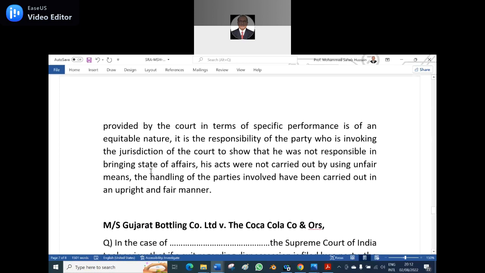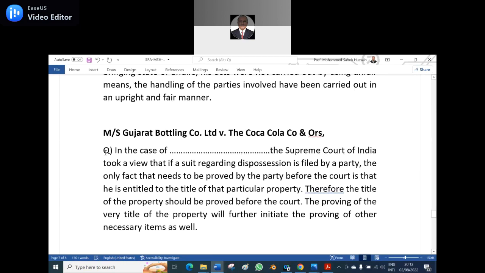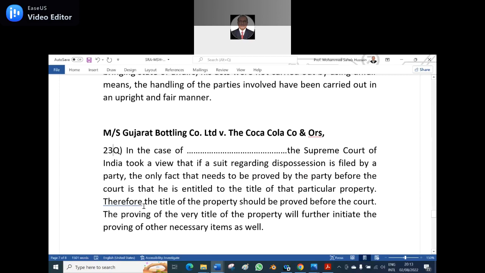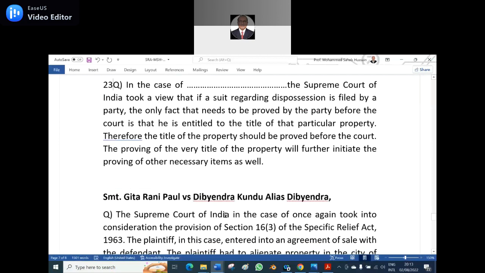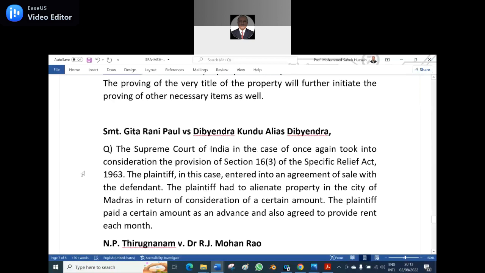So the next case law is the 22nd that I read, and the 23rd case law, the question is, in the case of Dash, the Supreme Court of India took a view that if a suit regarding the disposition is filed by the party, the only fact that needs to be proved by the party before the court is that he is entitled to the title of that particular property. Therefore, the title of the property should be proved before the court. The proving of the very title of the property will further initiate the proving of other necessary items as well. That is Srimati Geeta Rani Paul versus Debiendra Kundu alias Debiendra. So that is another case law, the 23rd case law, we made it out.